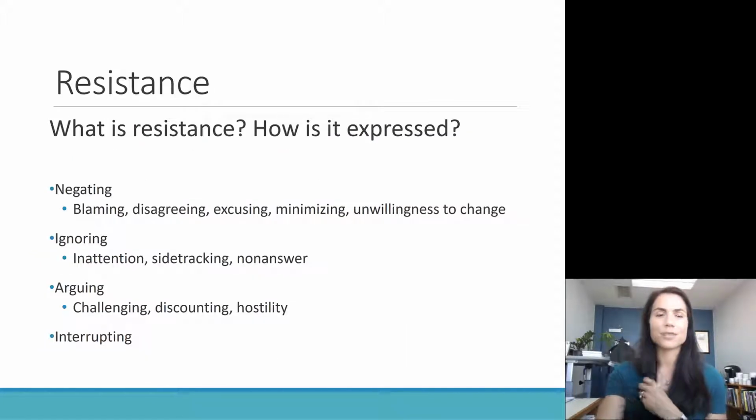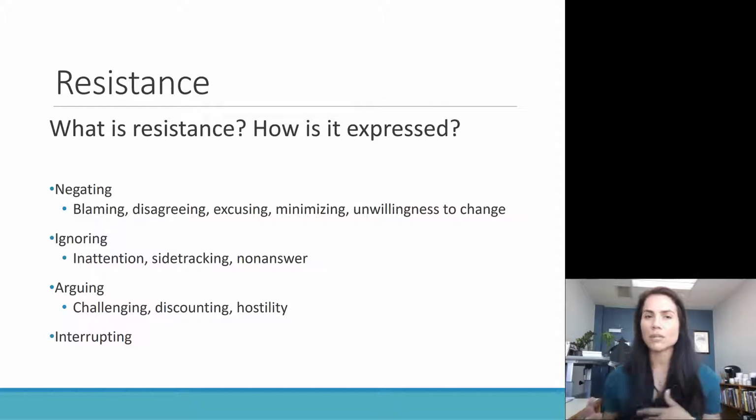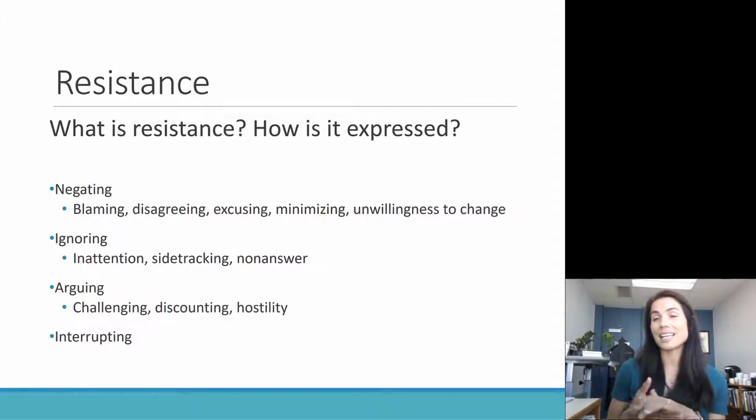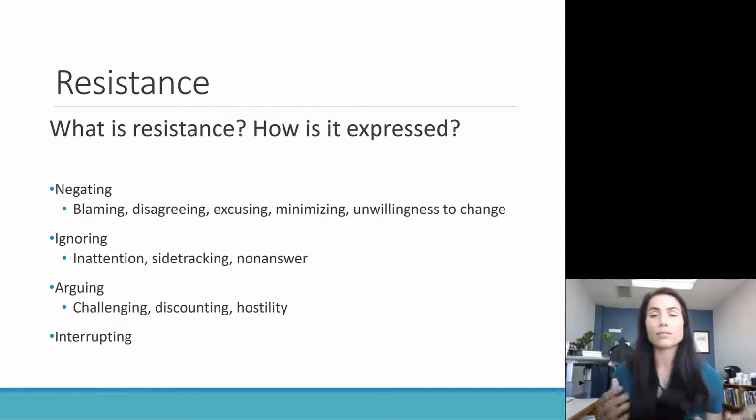So resistance, right? We talked about empathy and discrepancy, so let's talk about resistance. Resistance can be expressed as negating, ignoring, arguing, and also interrupting. Negating is going to be blaming or excusing, minimizing, unwillingness to change. You can probably acknowledge that that's a very common thing that you might experience with a client. So clients will have a level of resistance that we're going to experience, right?